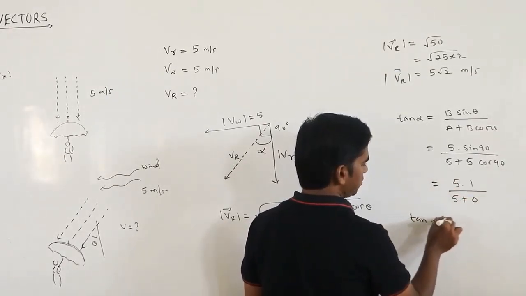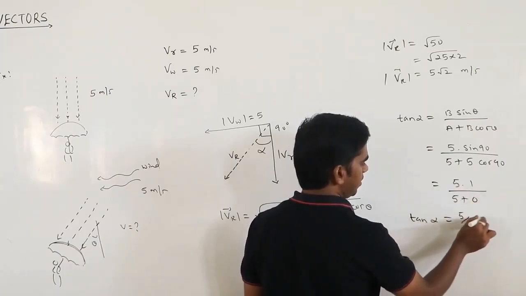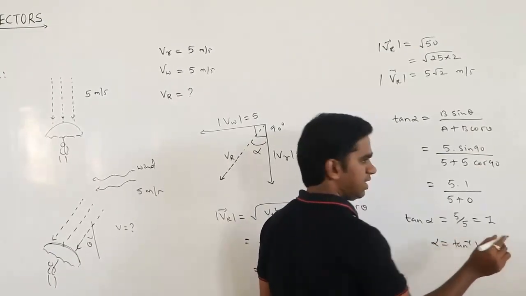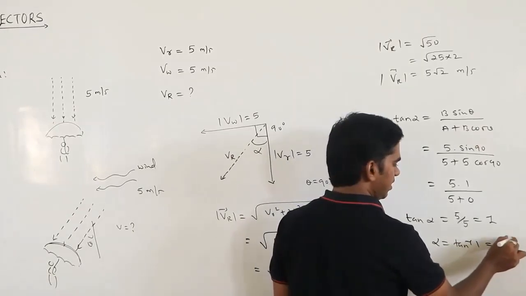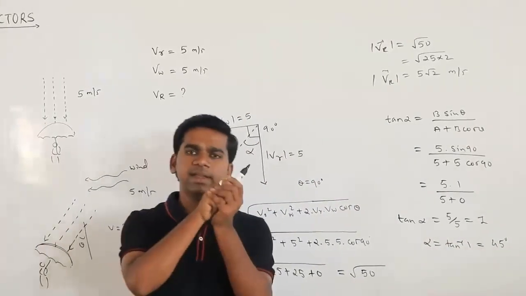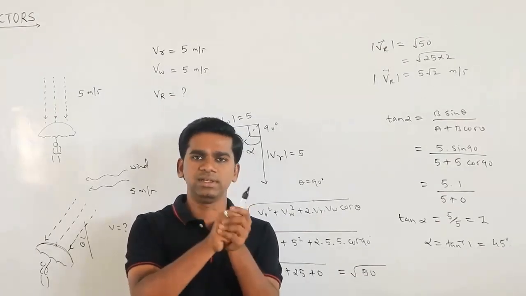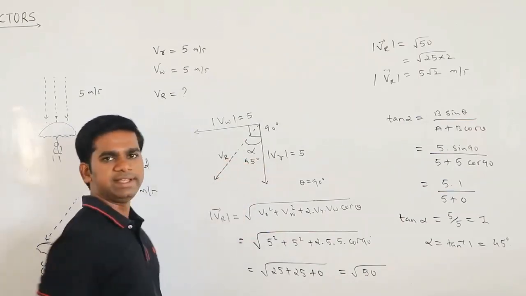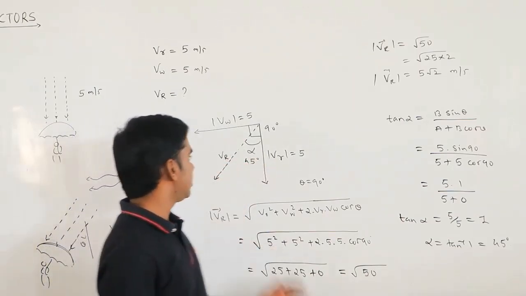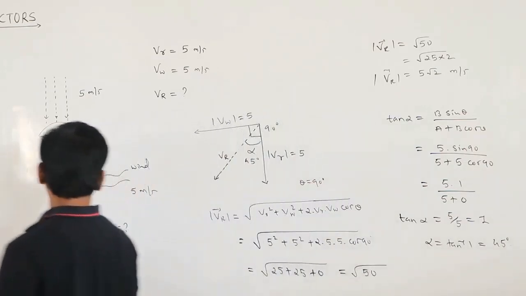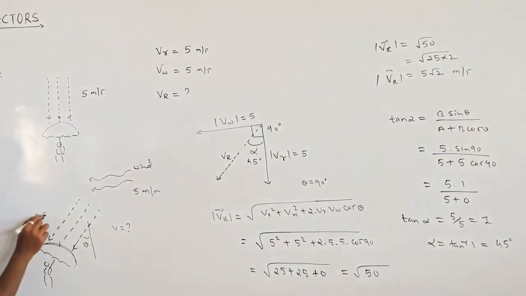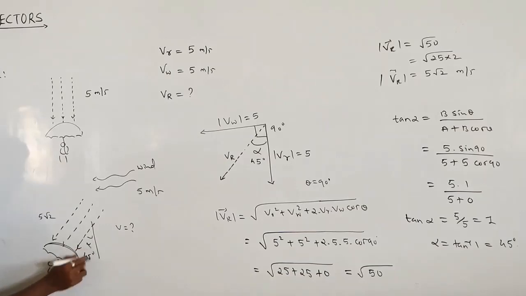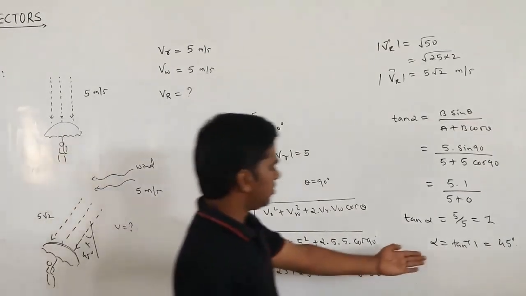So tan alpha is what? 5 divided by 5, that means 1. So alpha is tan inverse of 1, that is what? Tan inverse of 1 means what? It is 45 degree. That means you have to hold the umbrella at an angle of 45 degree with the vertical. Okay. So this is going to be 45 degree. Okay. So resultant rain is this one. Its magnitude is 5 root 2 and alpha is say 45. Okay, this is what the result. So that is what we got.